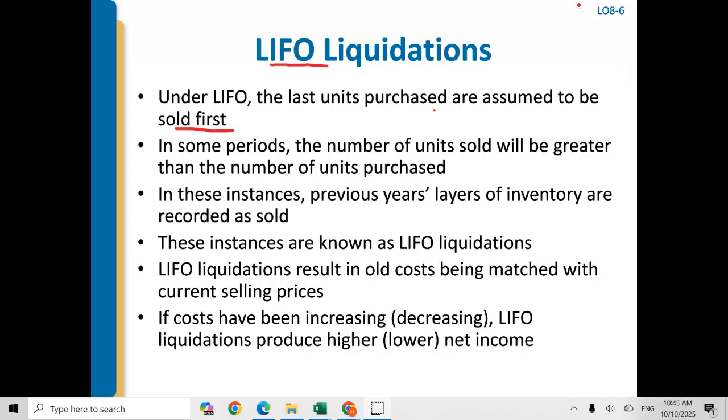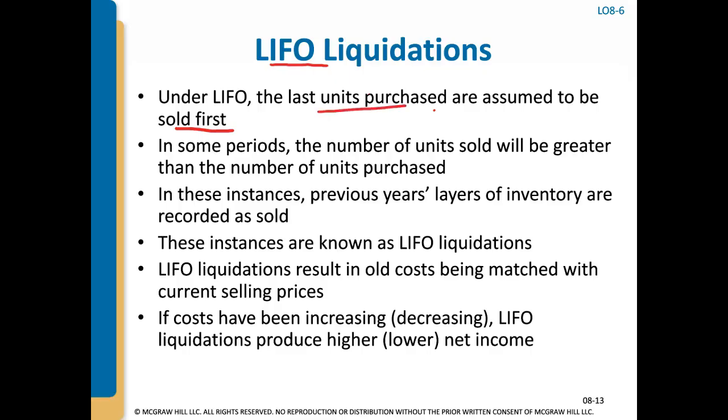Okay, we're going to be talking about what's called a LIFO liquidation. So under LIFO, we know that the last units purchased are assumed to be sold first, right? So typically our cost of goods sold are higher, which means our net income is lower, which is why we like to use it for external purposes because it reduces our taxes. There are instances where companies will sell more inventory than they actually purchased during the year.